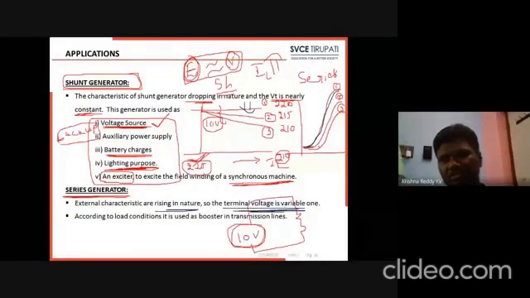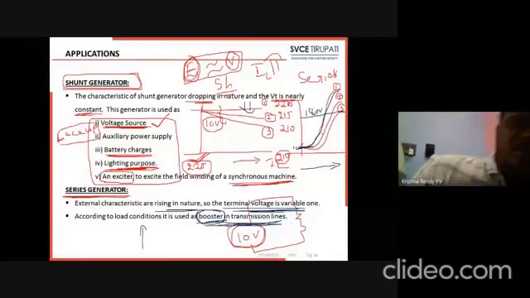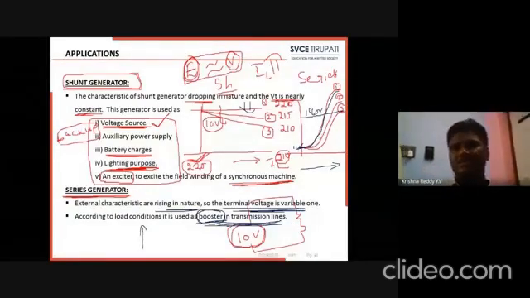When you have no load, its voltage is 10 volts; here the voltage goes up from 180 volts. It means the voltage increases according to the load condition. It is used as a booster in transmission, because as the load increases, its voltage increases. In order to boost up the transmission lines in terms of voltage, the DC series generator is used. It has rising characteristics, that's why DC series generators are used as boosters in transmission lines.